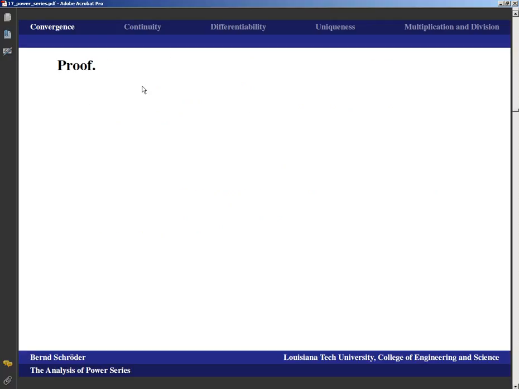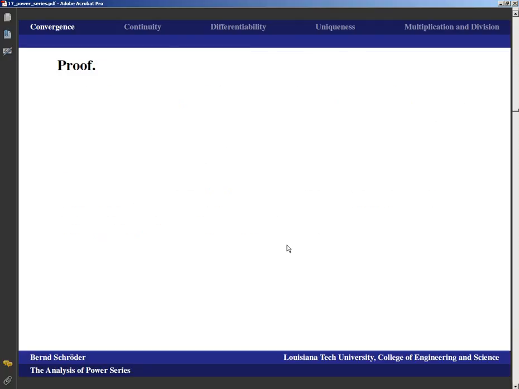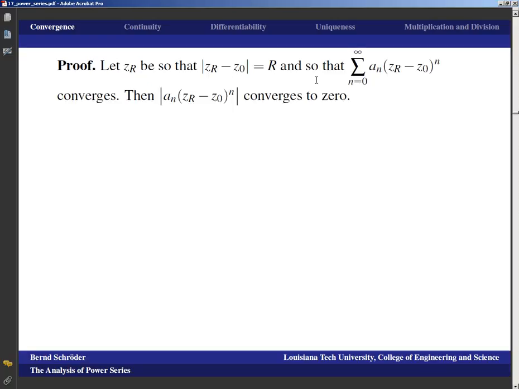Because the power series converges at a z1 on the circle. Okay, here's where I need to fix a few things. And we're back. I didn't like my notation there for a minute. Let z sub r be so that |z sub r minus z0| is r1. So this thing is on the circle of convergence. Yeah, thought so. z_r is on the circle of convergence, so |z_r minus z0| is equal to R, and so that the sum n equals 0 to infinity a_n (z_r minus z0)^n converges.